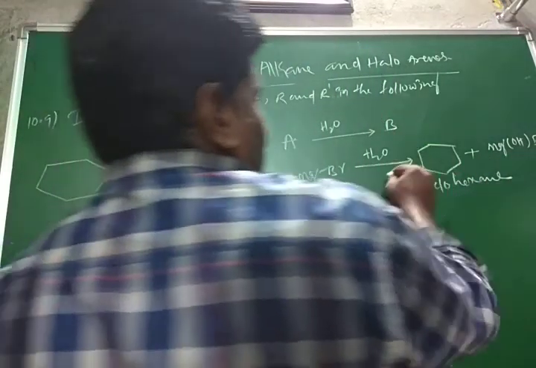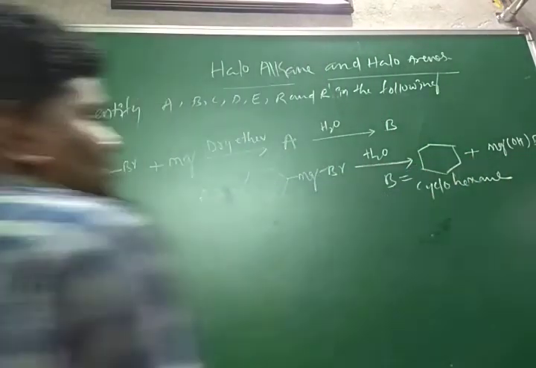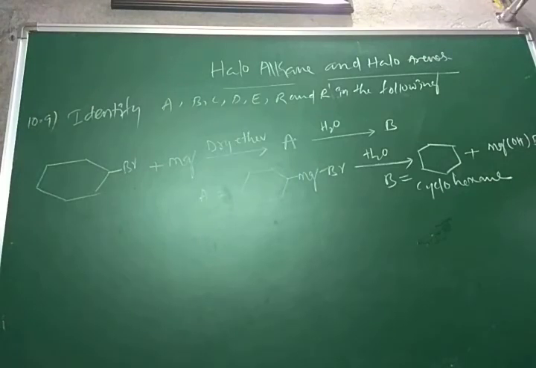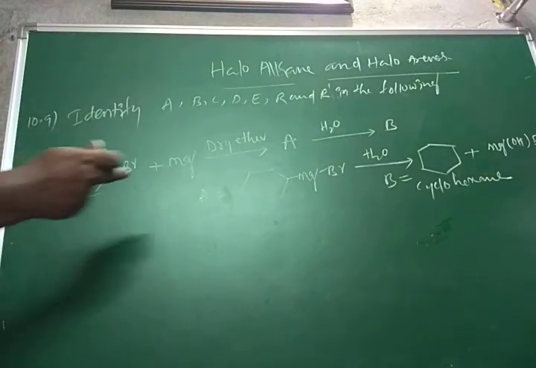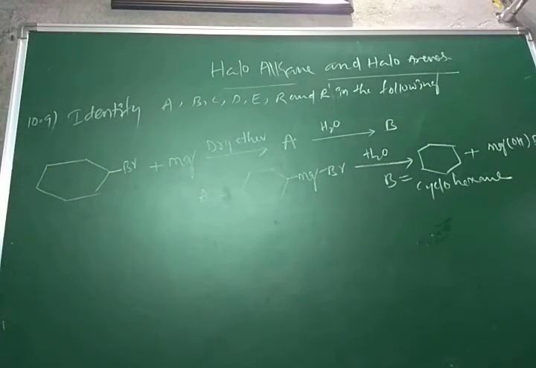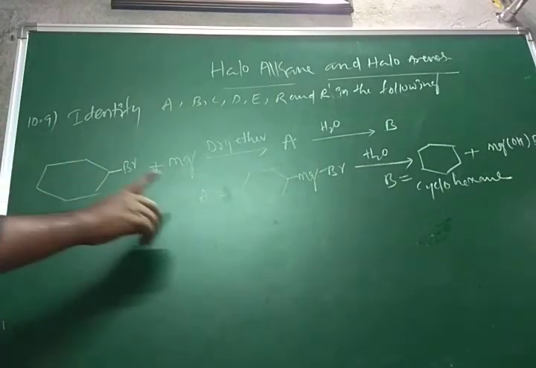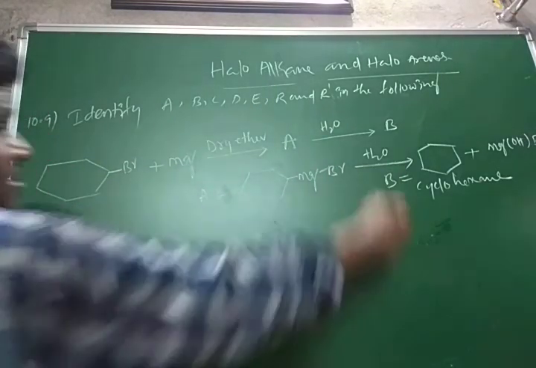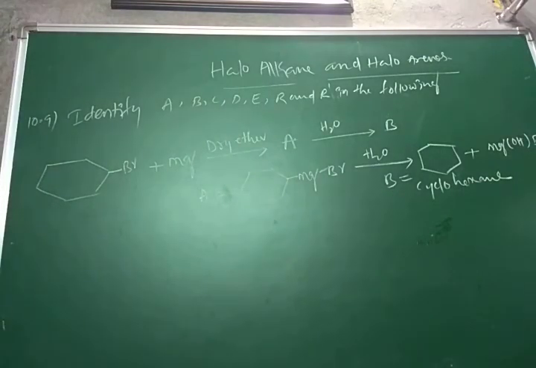Cyclohexane is B, and A is cyclohexyl magnesium bromide. These are the product of A and this is the product of B. And then C, D, E, R and R dash remain.